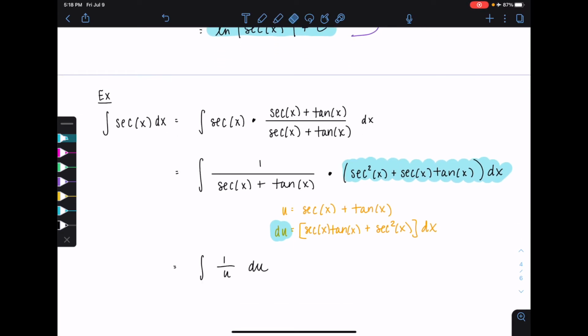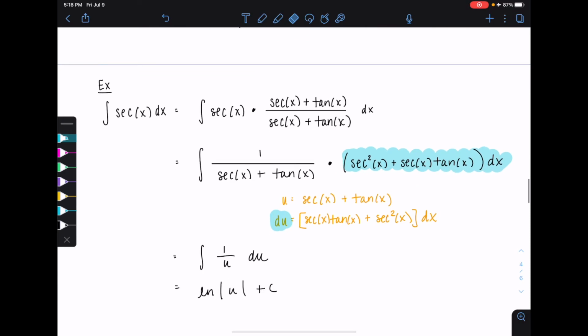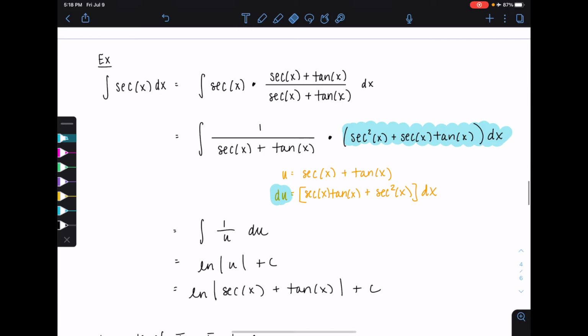I end up with just 1 over u du, which is the natural log of the absolute value of u plus c, which gives us natural log of the absolute value of secant of x plus tangent of x plus c. So you can also do the same type of thing for cosecant. You're just going to change it slightly by using cosecant plus cotangent. So we're going to omit going through that.